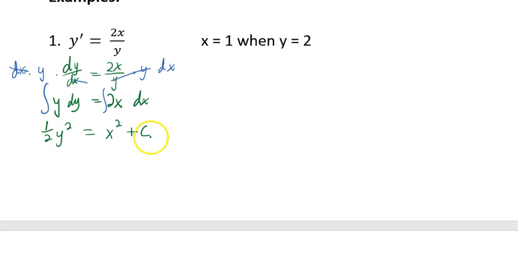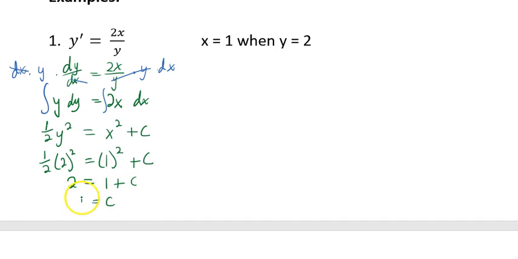I'm at the point where now I can plug in and figure out what c is. They told us that x is 1 when y is 2. So if I plug 2 in for y and 1 in for x, 2 squared is 4 times 1/2 is 2. 1 squared is 1. And then if I subtract, I get c to be 1. So if I go back to that first level where I'm looking at that antiderivative, I now have 1/2 y squared equals x squared plus 1.